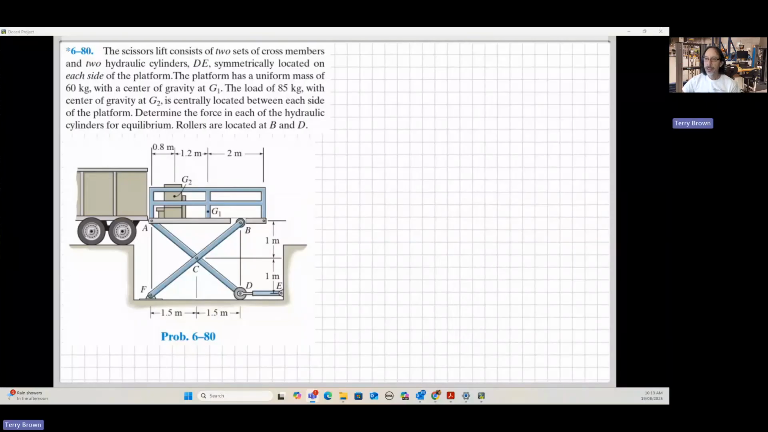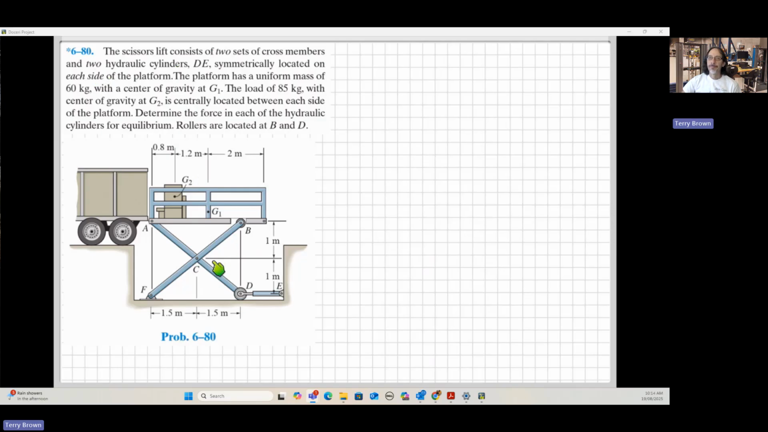All right, so here is the problem. Let's read through it and make sure we understand everything that's being asked before we dive into it. So we've got the scissor lift here. The scissor lift mechanism consists of two sets of cross members, so we need to be careful of making sure we analyse it accordingly. And we've got two hydraulic cylinders.